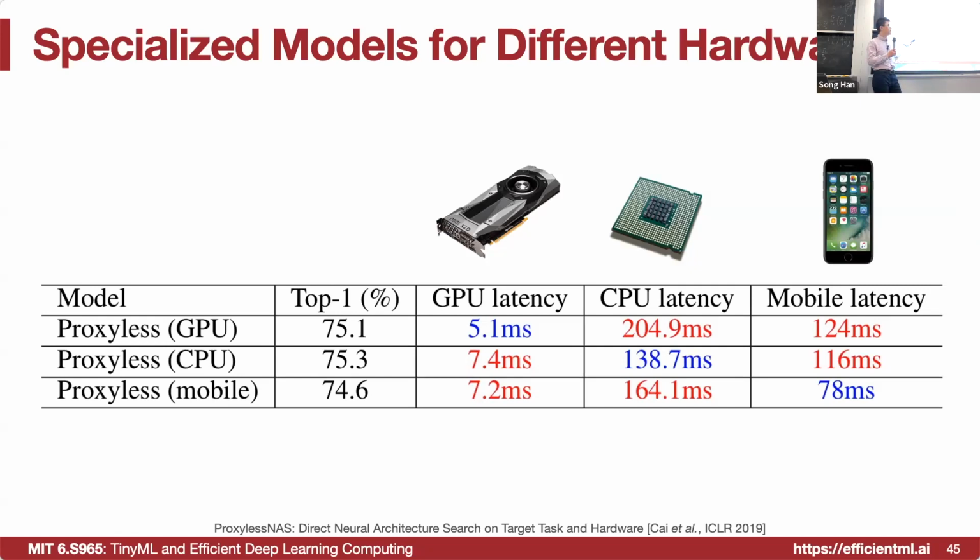CPU and GPU and mobile, they prefer completely different model architectures. So such specialization enables better efficiency. Similarly for the mobile, so the NAS designed for mobile runs fastest on the mobile compared with running that on the CPU and running on the GPU.